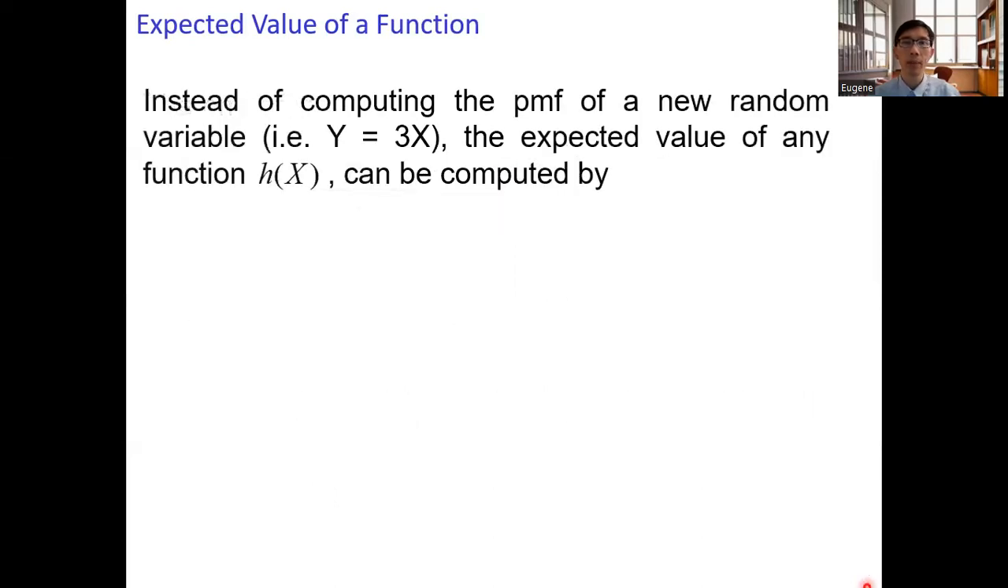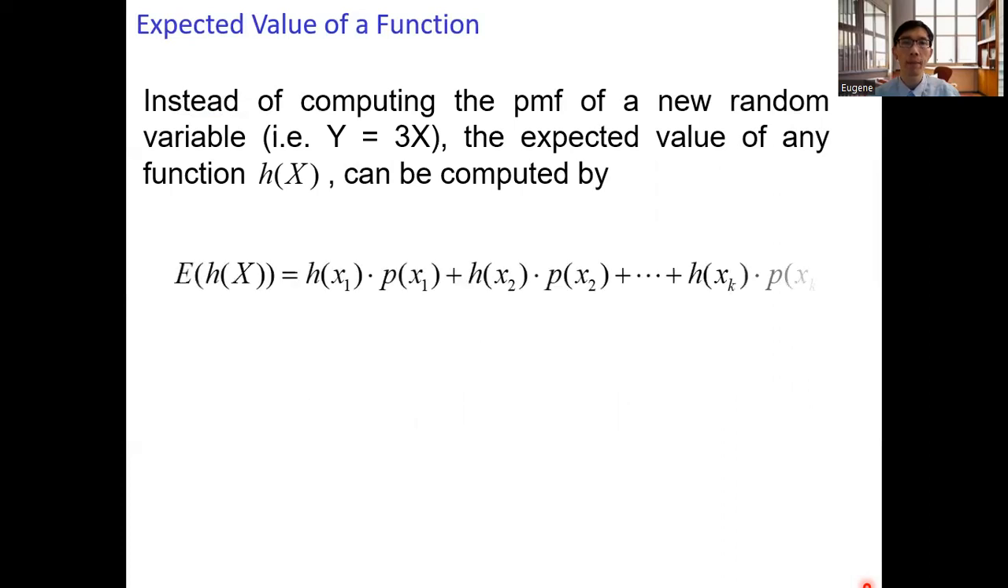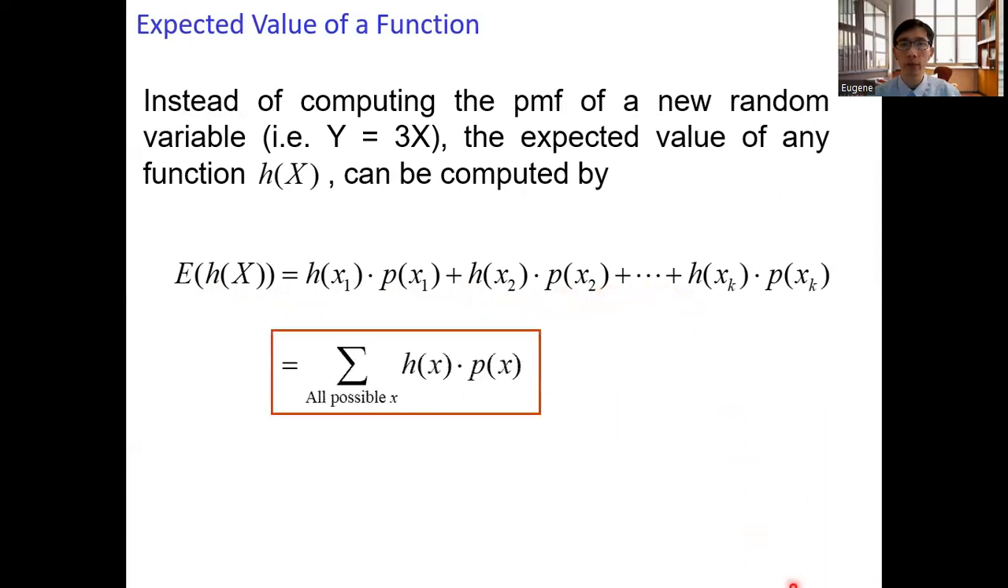Instead of computing the PMF of a new random variable, the expected value of any function h of x can be computed by the following expression. The expected value of h of x equals h of x1 times p of x1 plus h of x2 times p of x2, and then all the way for all possible values of x. So we have the expression, the expected value of h of x equals the summation over all possible values of x of the expression h of x times p of x.